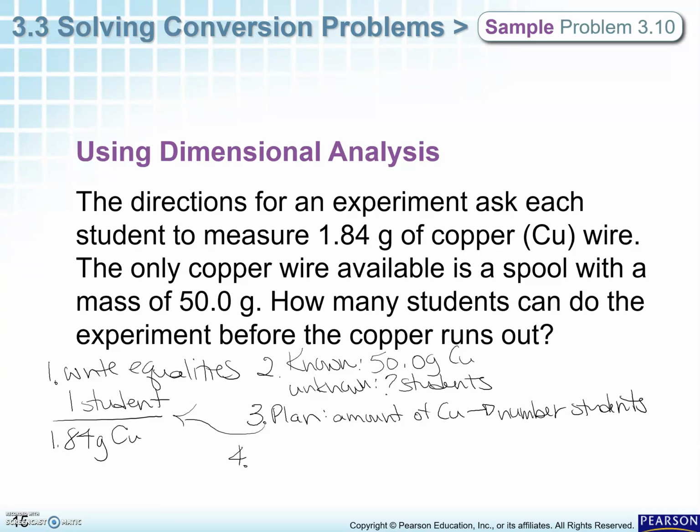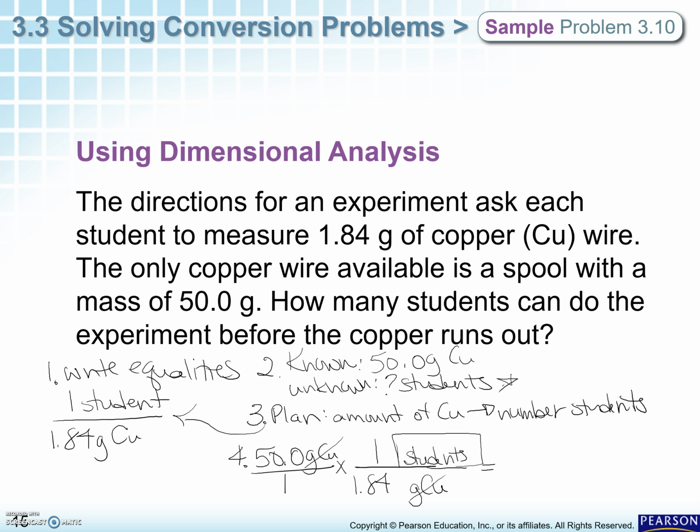Now we can do our conversion. So we start with our 50.0 grams of copper over 1 multiplied by, now to cancel this out, we must put it on the bottom. And according to our conversion factor, we have students on top. So 1 student equals 1.84 grams of copper. Since the grams of copper is on top as well as on the bottom, they cancel out and we're left with students. And that's exactly what we need to know.